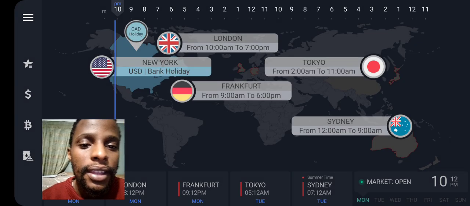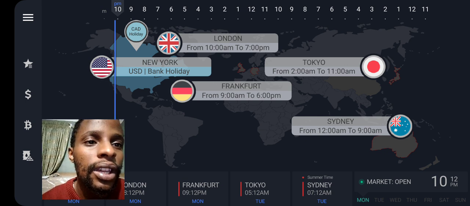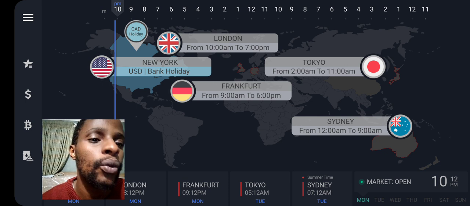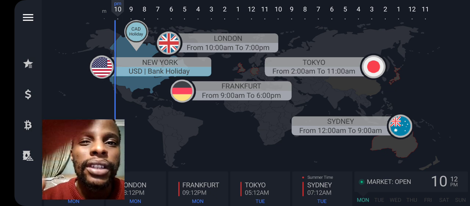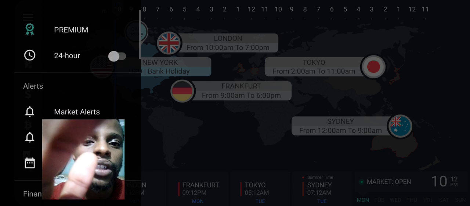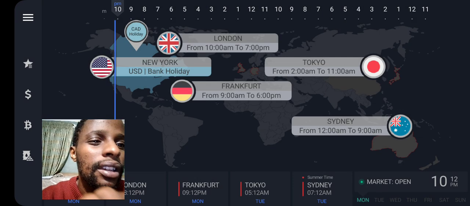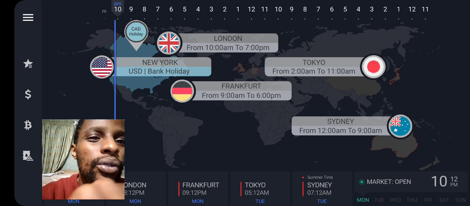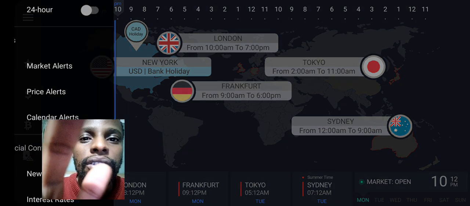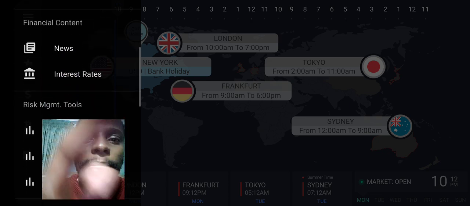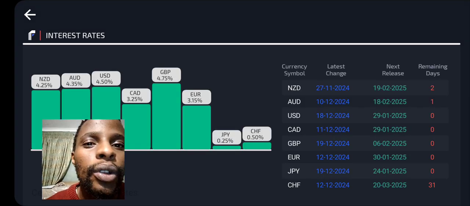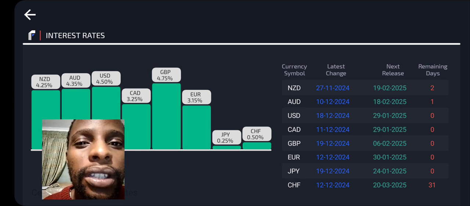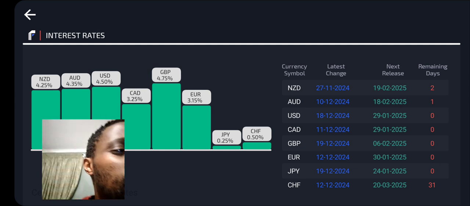So yeah, I just wanted to show you where I look at my sessions. This is an app called Forex Hours. So I look at where sessions are opening, and I'd like to set Tokyo, maybe tomorrow. Actually, I'll set alerts when my price patterns are coming up. So even here I'll be looking at the interest rate. As you can see here, Australian dollar is on 4.35%. So tomorrow we'll be getting a release date.